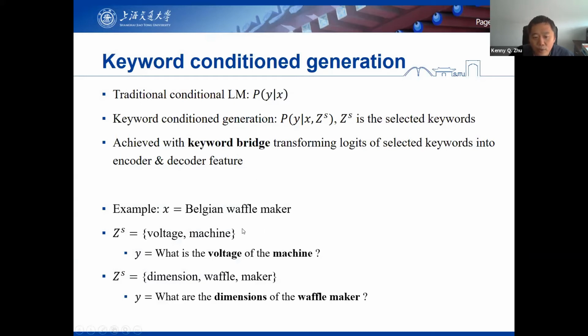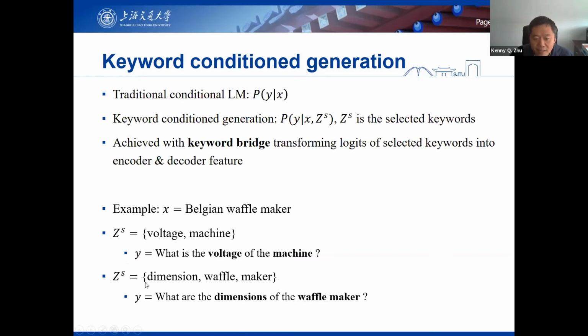For example, if our X is Belgian waffle maker, this is the set of things in the context, and our keywords are voltage and machine. Given this context and this set of keywords, what is the question that we should generate? It's: what is the voltage of the machine?